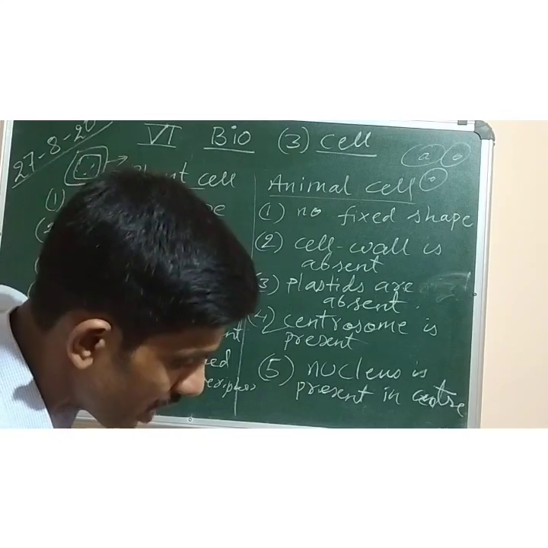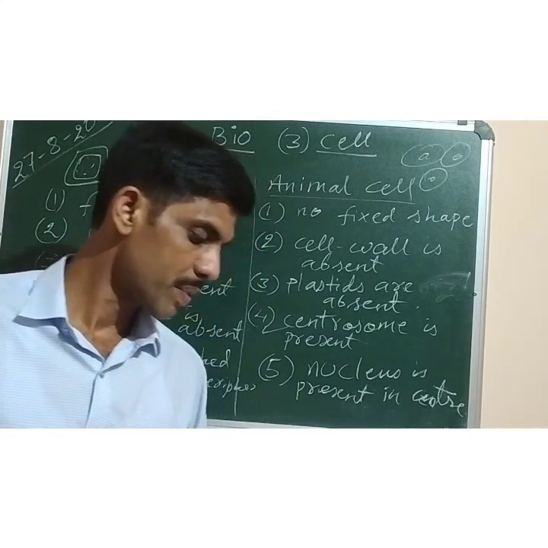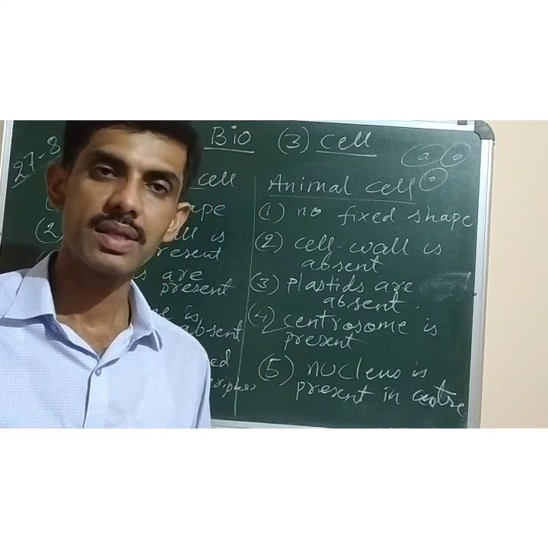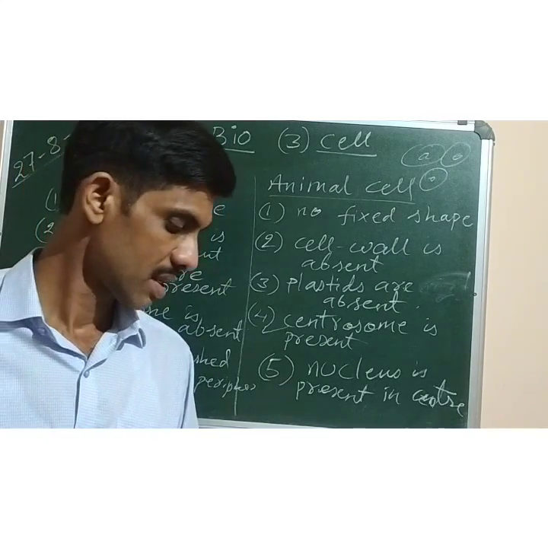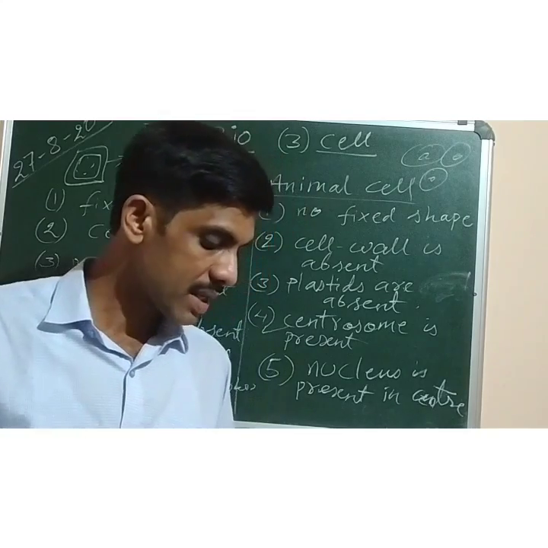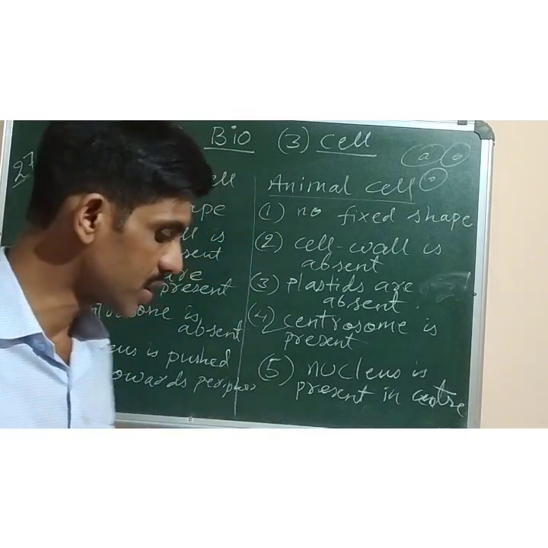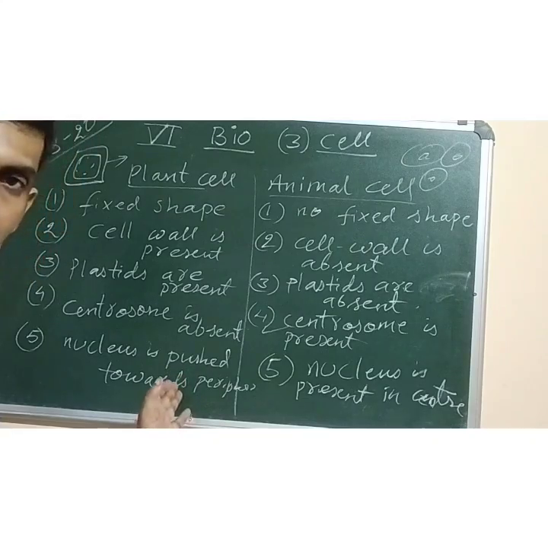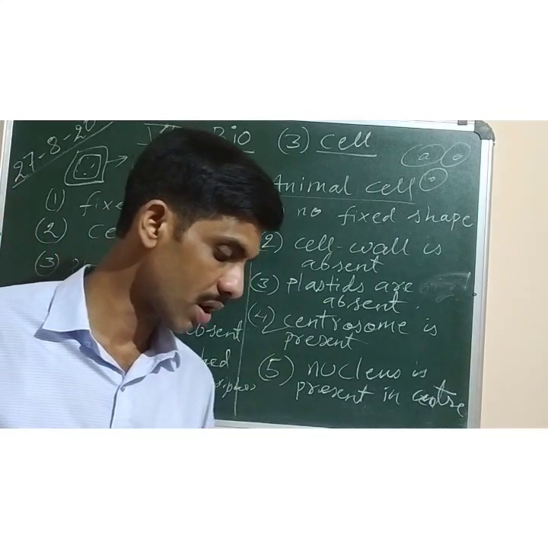Then next, number 2, centrosome is present near the nucleus or cell membrane. Answer is near the nucleus. Third one, the nucleus of a plant cell is marginal or central in position. Answer is marginal. It is towards the periphery, marginal in position, towards one corner.